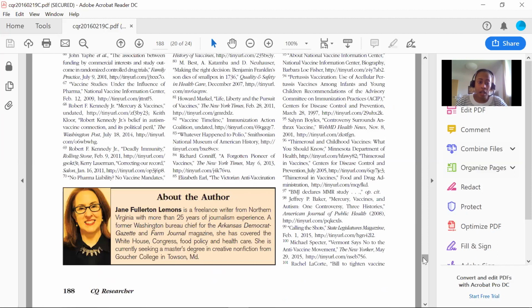So in this case, the author is Jane Fullerton Lemons. She's a freelance writer from Northern Virginia with more than 25 years of journalism experience, a former Washington bureau chief at the Arkansas Democrat-Gazette and Farm Journal magazine. She's covered the White House, Congress, food policy, and healthcare. She's currently seeking a master's degree in creative nonfiction from Goucher College in Towson, Maryland. I hope I said that right.